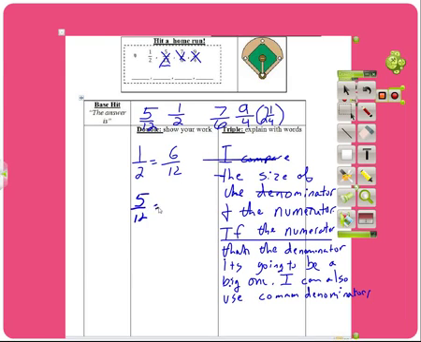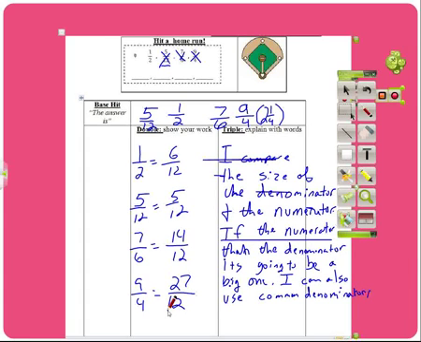7/6 equals how many 12s? 14/12. And 9/4 equals 27/12. Oh, nice. Because you always have to find the common denominator and see how many times it goes into the common denominator. Okay, we can stop there.